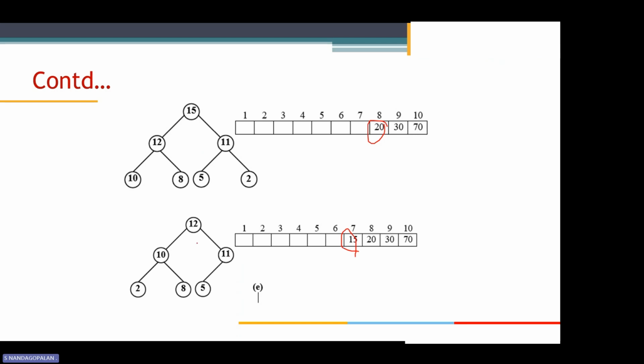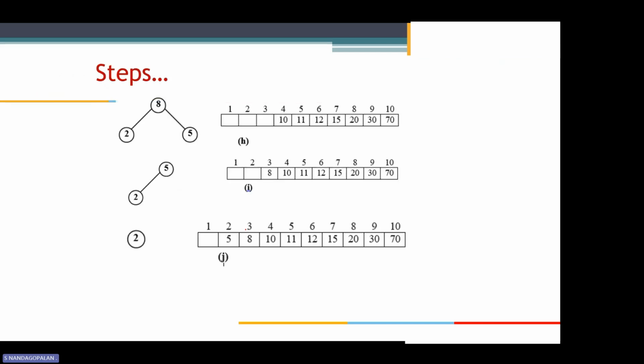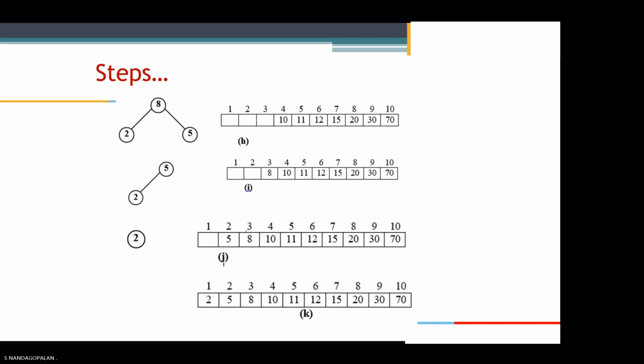And reduce the tree size. Keep doing this. 12, 11, 10, 8, 5, etc. Every time the root gets the next largest, and so on. So heap sort is done.